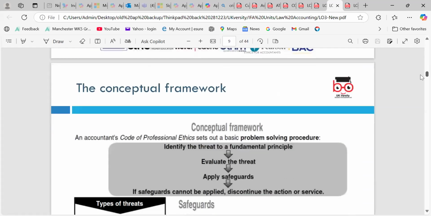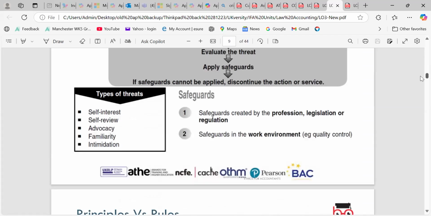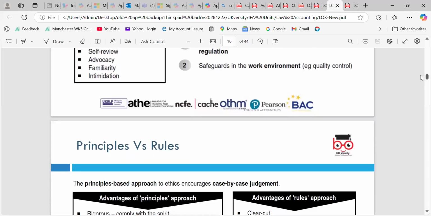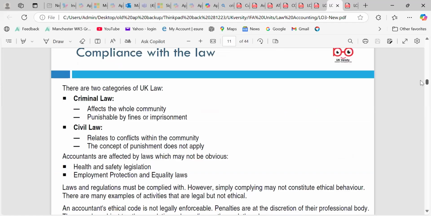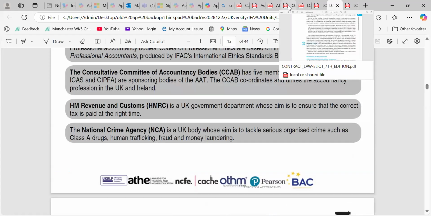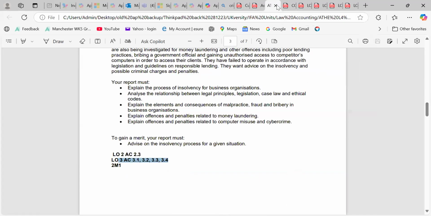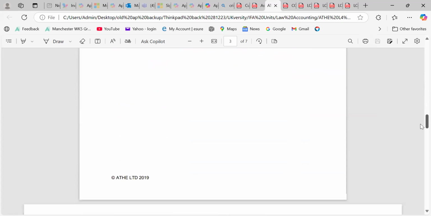Always, we need to promote these values. Self-interest and self-review can lead to a compromise of the professional code of ethics, and we have to draw safeguards. We already discussed that ethics are principles, not rules. Law and GDPR are the rules, and we discussed all the legislation. It's good to go back to this when you do your assignment. Please go through 3.1, 3.2, 3.3, 4, and the M criteria.